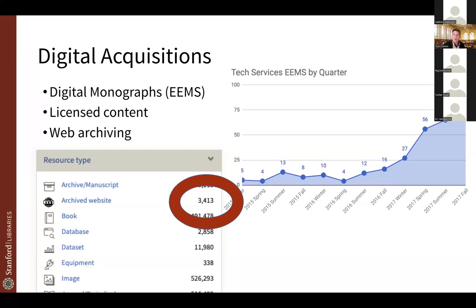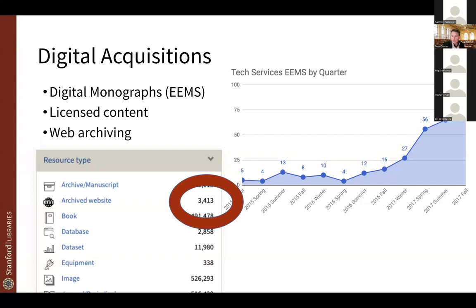But we also want local copies, so we can do things like data mining and text mining, and we can be sure we have a copy even if the Internet Archive is unable to offer those services or continue to offer access to what they've captured over the years.